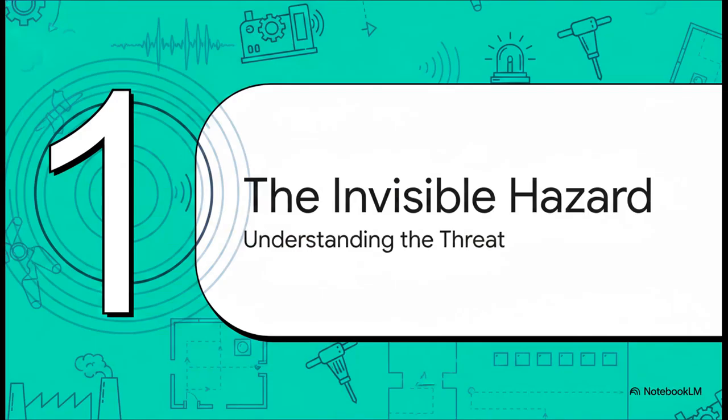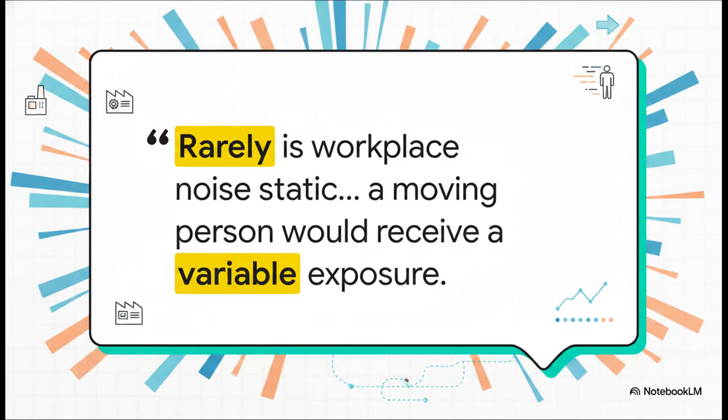All right, part 1, the invisible workplace hazard and understanding the threat. I actually love this quote from our source material because it just perfectly hits the nail on the head. Rarely is workplace noise static or steady, and even if it was, a moving person would receive a variable exposure. Think about your typical factory floor, right? Machines are cycling on and off, production speeds up, slows down, and the workers themselves are walking around, moving closer to and further away from different sound sources. Because of all this constant movement, just observing the room isn't enough to assess the true risk. We really need objective data.